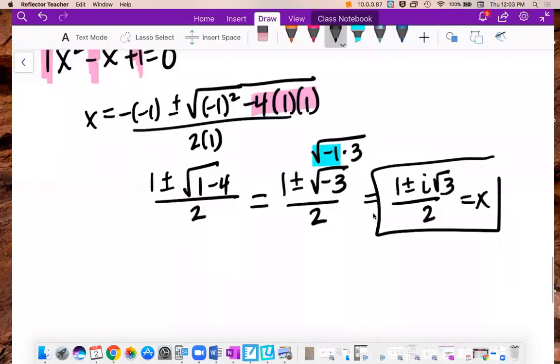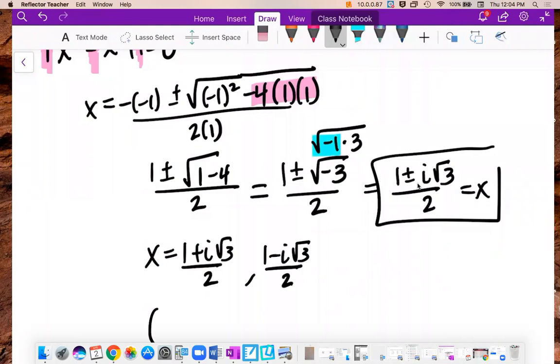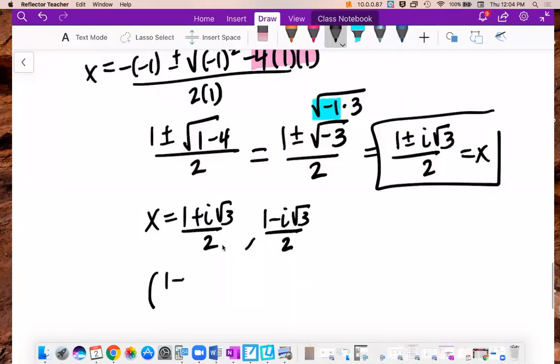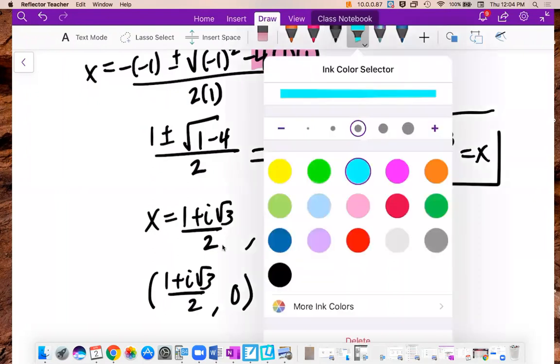Now, remember, we're writing these as points, and this one gave us 2 because we have plus or minus. So one of my solutions is going to be x equals 1 plus i square root of 3 over 2, and the other one is going to be 1 minus i square root of 3 over 2. To write the first one as a point, remember this is x. So I'm going to write 1 plus i square root of 3 over 2, comma, y is 0. That's how you write your solution. And then 1 minus i square root of 3 over 2, comma, 0. So these are our two other answers that are complex.